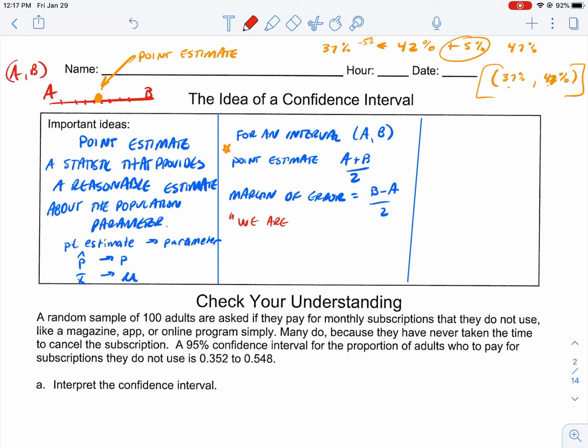And what we say after the fact is we are blank % confident that the interval from A to B captures the true, and then we put in our parameter context.